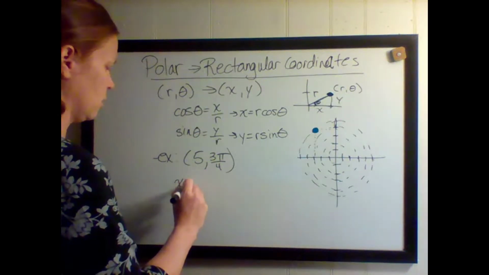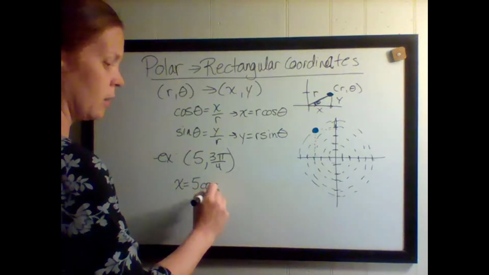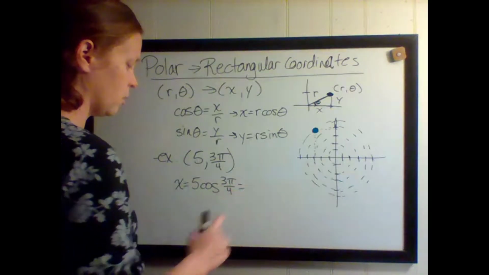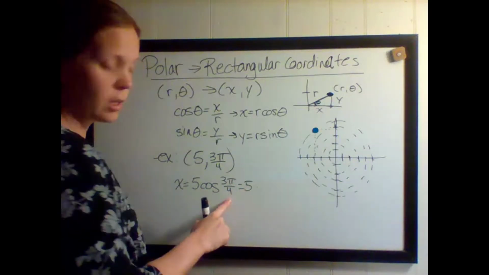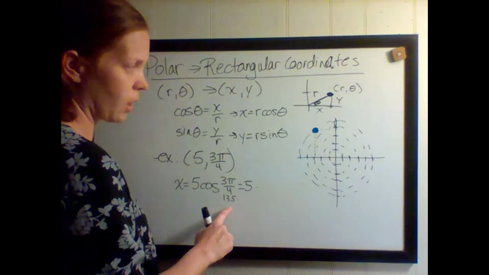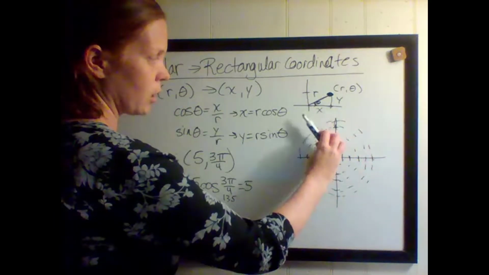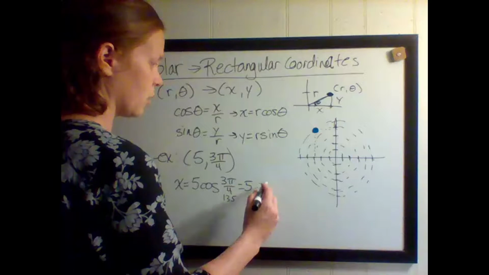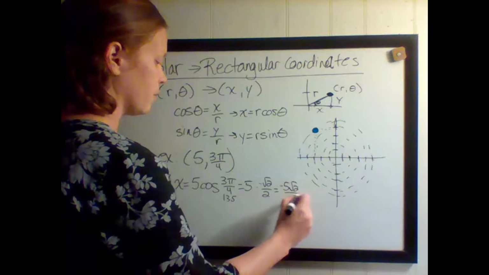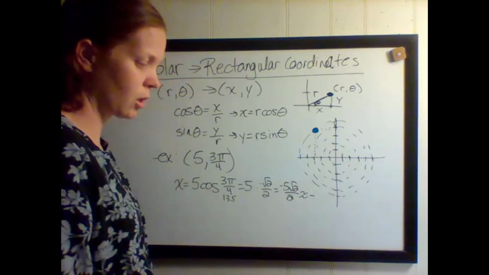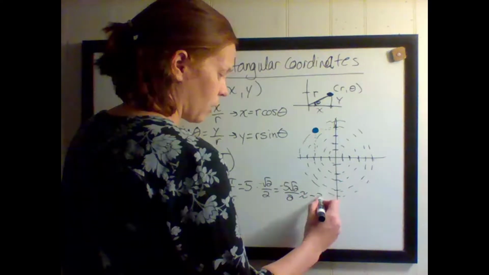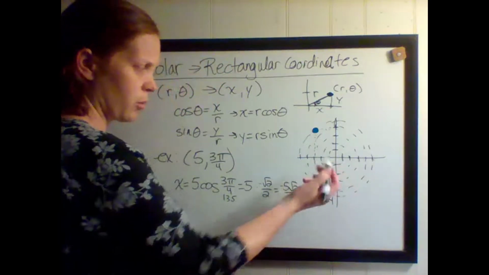To get x, I'm going to do 5 cosine of 3 pi over 4. In my calculator, I would need to make this 135, but let's say I'm going to do exact. Cosine of 135, cosine is the x value, that's negative root 2 over 2. So I get negative 5 root 2 over 2. To see if that makes sense, let's calculate that. Negative 5 times square root of 2 divided by 2 is approximately negative 3.54. So what we said, somewhere around negative 3, negative 4.